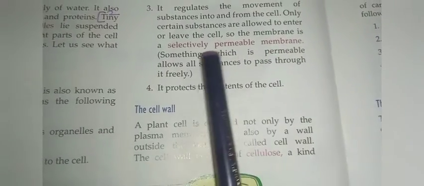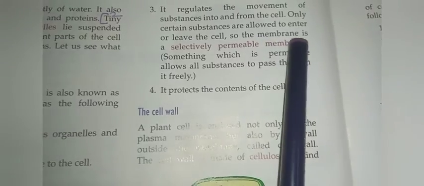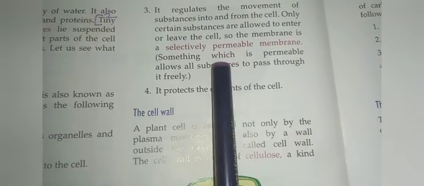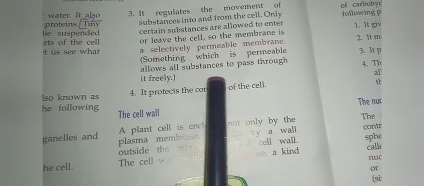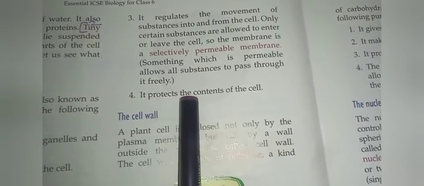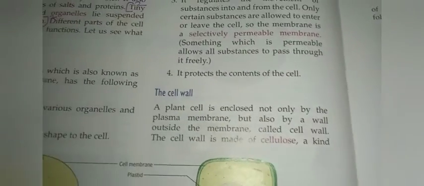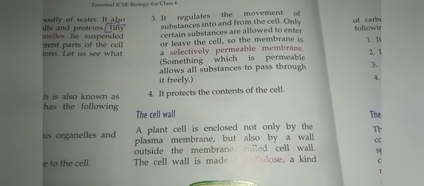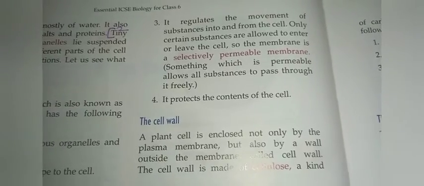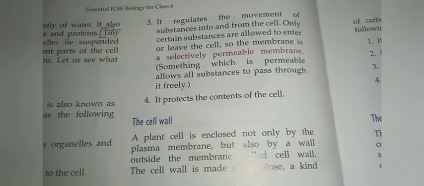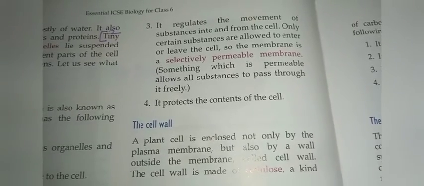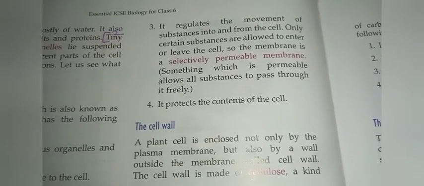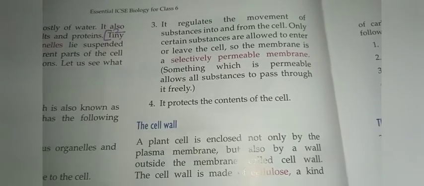Okay, and these are selectively permeable membranes. It does not allow all the substances to enter or leave the cell, so it is selectively permeable. Permeable means which allows substances to pass through it freely. The things which allow substances to pass through very easily are called permeable, but this cell membrane does not allow all substances. It allows only certain substances, so it is a selectively permeable membrane.